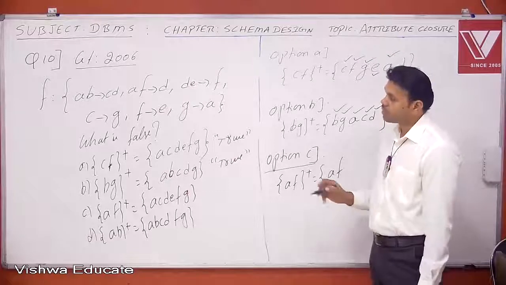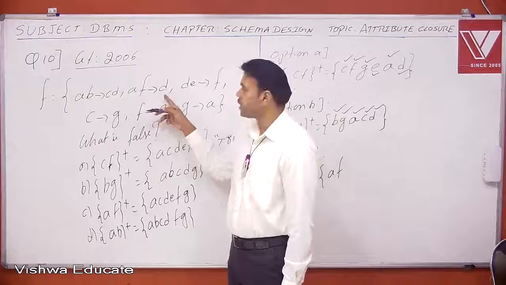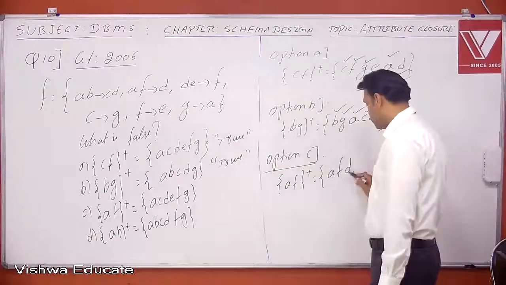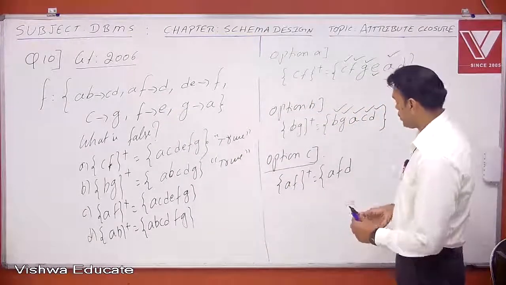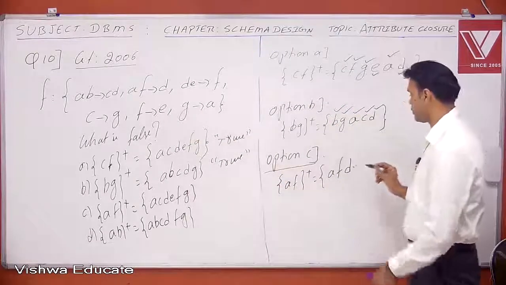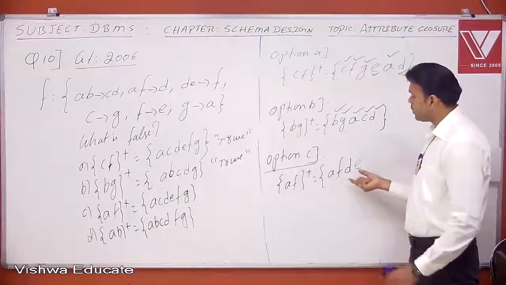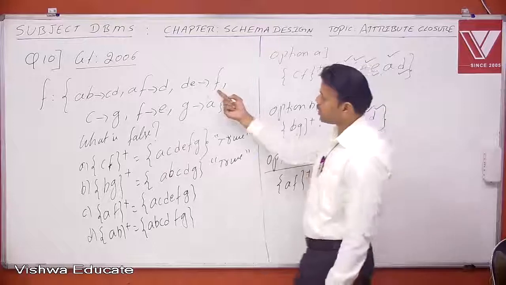Okay, what will you get? By knowing AF, what will you get? D you can get. If you know F, what will you get? E you can get. Okay, anything else will you get? You have DE combination, so I can get F.